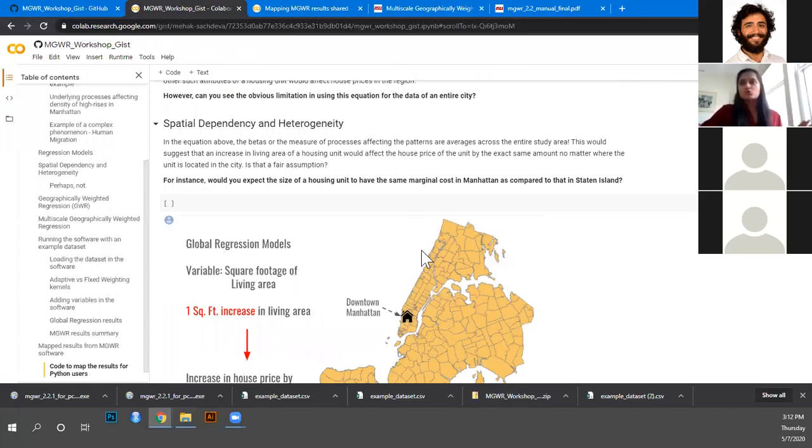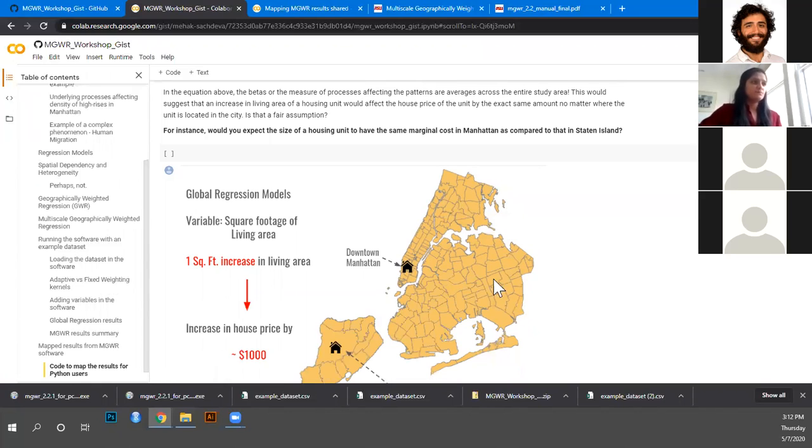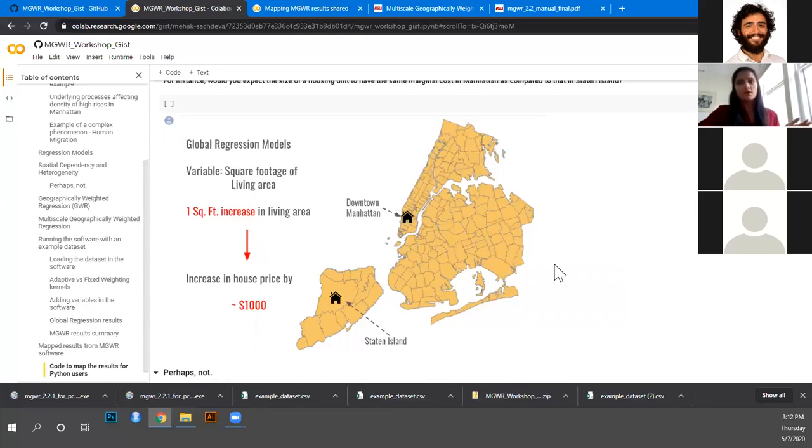So just to visualize what I mean by this difference, suppose this is the map of New York City, and suppose we ran a hedonic price model, and we found that the global regression model gave us this estimate that a 1 square foot increase in living area would increase your house price by $1,000. Now, whether your house is in downtown Manhattan or in Staten Island, you have this one single estimate. Now that is kind of insane, right? If you know the entire context of the city, you would know that one square foot of a house in downtown Manhattan is so much more valuable than in Staten Island.